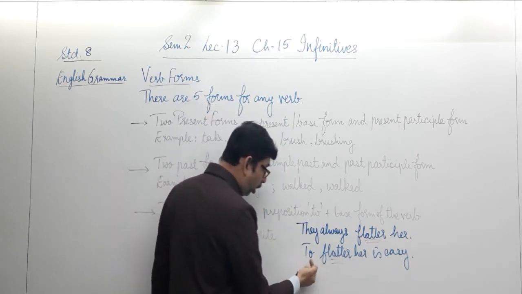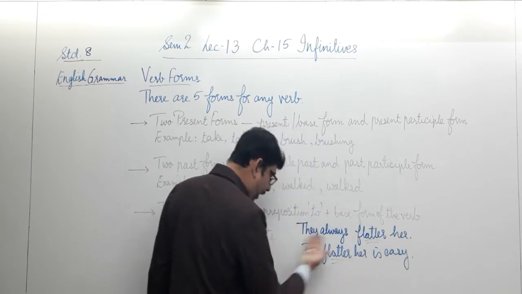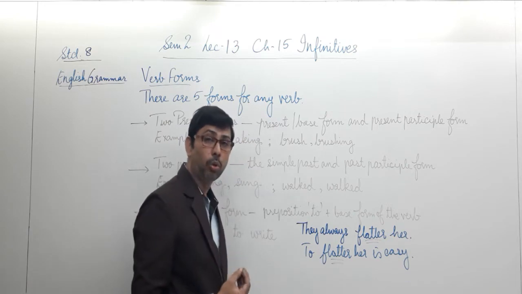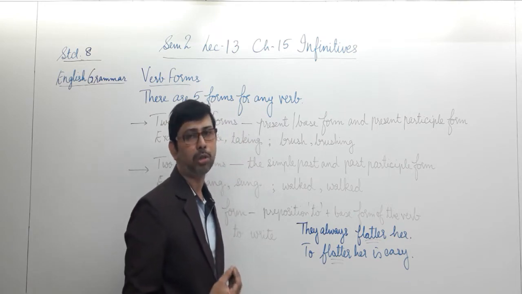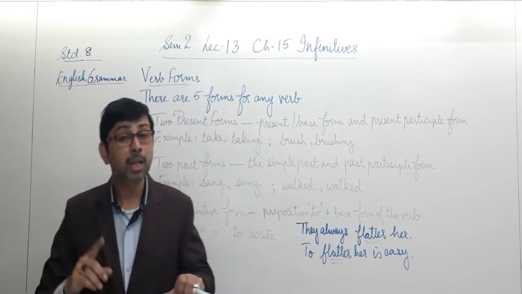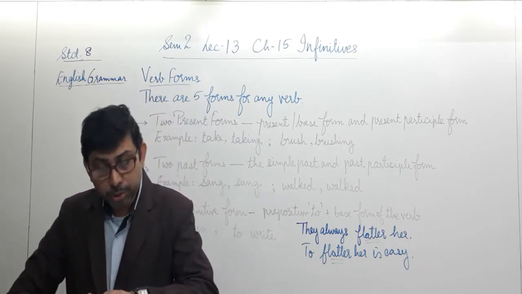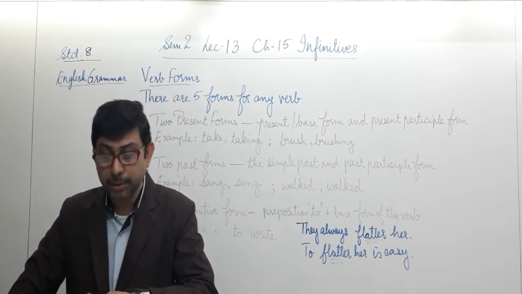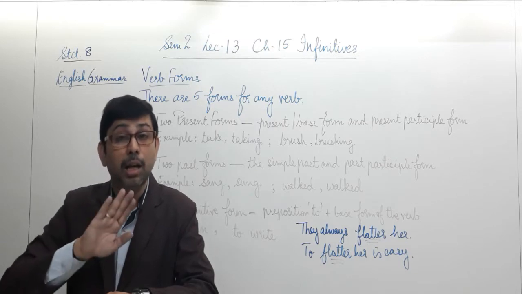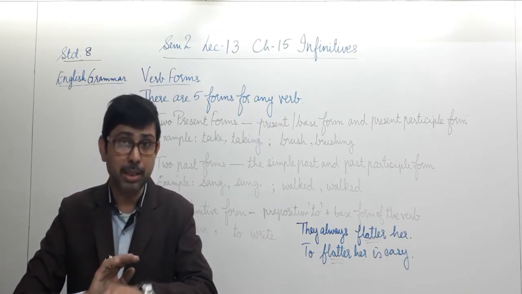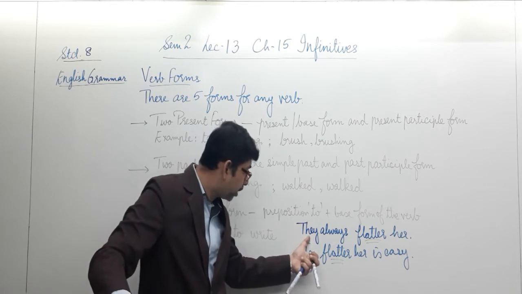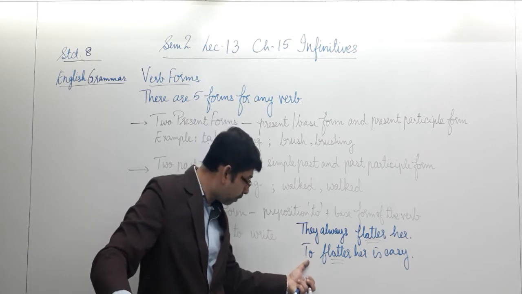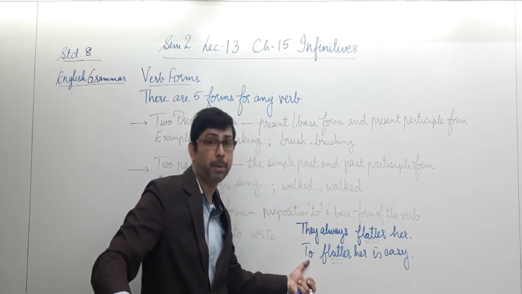Whereas in the second sentence, to flatter her is easy, you will not find any subject over it. Therefore, the word flatter is playing the role of an infinite verb over here, not a finite verb. This is what you learned in class 7. Let me read out to you more about this. In the first sentence, the verb flatter has a subject. Hence, the verb flatter is limited by number and person, isn't it? We can say that the subject they is third person plural. But when we do not have any subject over here, how are we going to find its number or person?